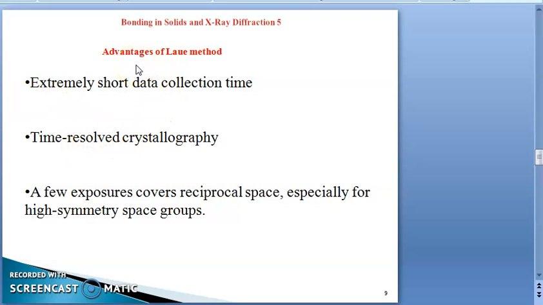Now, what are the advantages of Laue method? What are the benefits? What are the advantages of this method we discussed? Actually, it is an extremely short data collection time. It means in short time we can collect large data. Second one is time resolved crystallography. Third one is a few exposures cover reciprocal space, especially for high symmetry space groups.